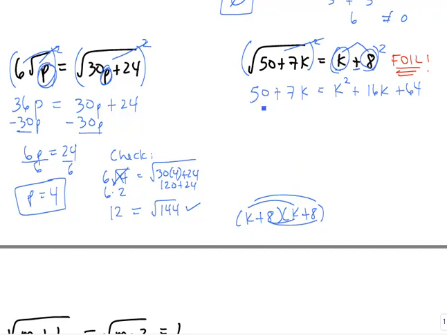So we squared both sides. Now if you look at this equation, it's a little tougher than the last examples we've had to do because this is now a quadratic equation since I have this k squared term.